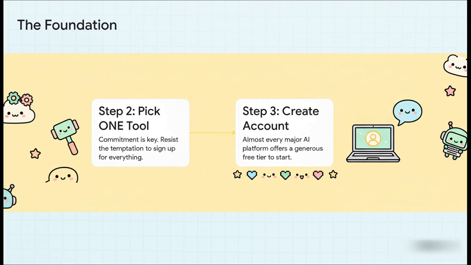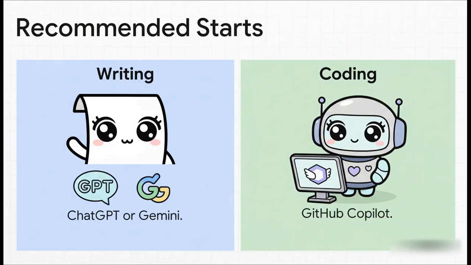Then, step 3. Create an account. And here's the best part. Almost every major AI platform out there has a pretty generous free version. That means you can start playing around with zero risk. So, based on those goals we just talked about, here are some great places to start. If your goal is writing, just commit to either ChatGPT or Gemini for a couple of weeks. If you're a developer, focus on GitHub Copilot. The point is to just pick one and get going.